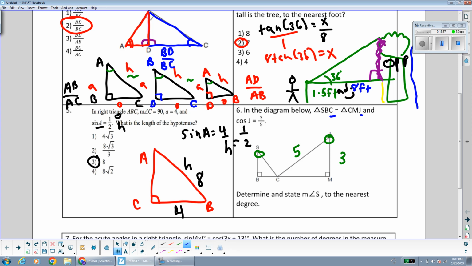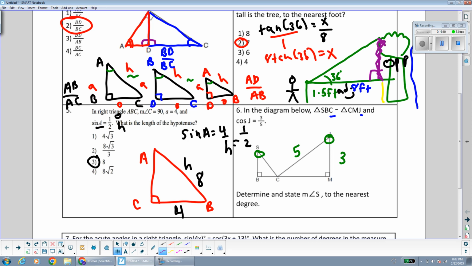That might have been hard to see because the triangles are not drawn oriented the same way. So remember when they have the letters of the triangles, it can help us to see what matches up, because you might have thought that J and S were going to match up, but that's actually not true. J and C are going to match up on the two different triangles based on the orientation. So what I need to do is find angle J.